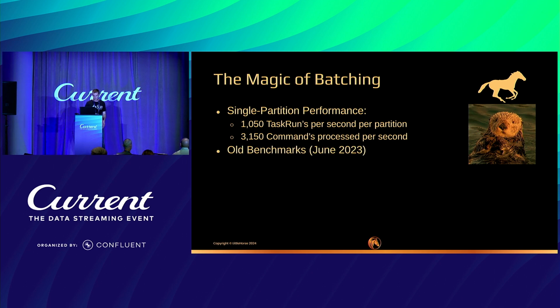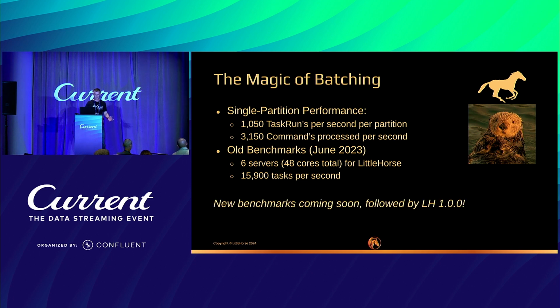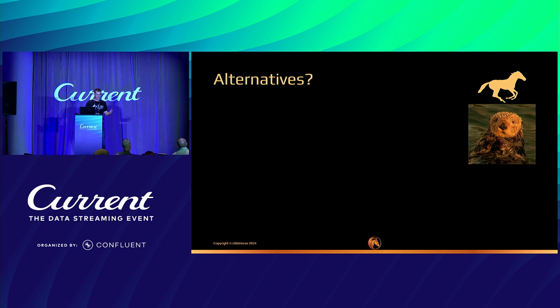Anyways, back to LittleHorse. Some older benchmarks from June 2023. Cluster was 6 servers, 48 cores total for LittleHorse, and I think it was a 3-node Kafka cluster, able to process 16,000 or 15,900 workflow tasks per second, which is pretty big. I don't want to talk about competitors and their benchmarks because this is a talk about LittleHorse, but in any case, new benchmarks are coming soon, and all of those numbers are basically due to the Kafka Streams architecture.